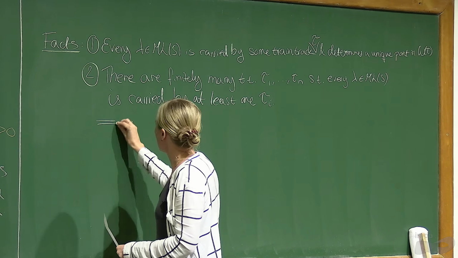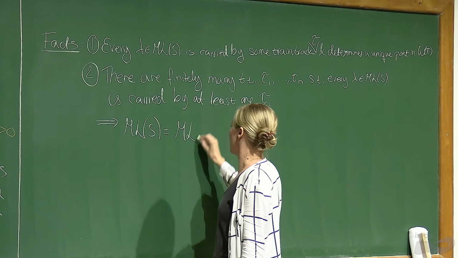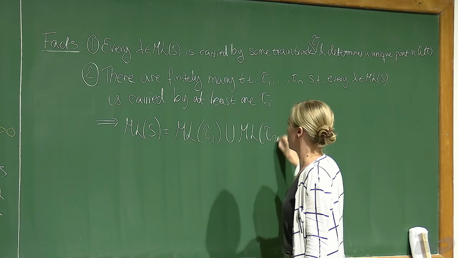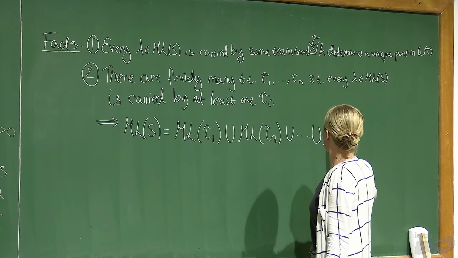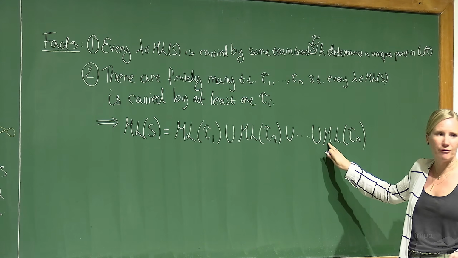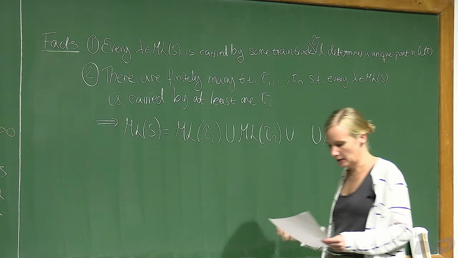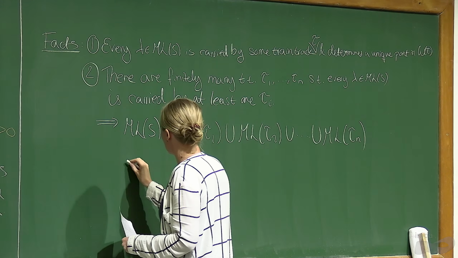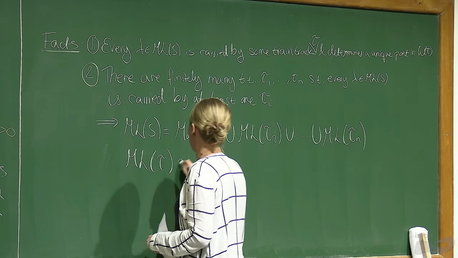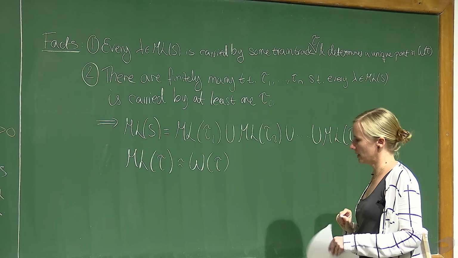But from this, it follows that we can write ML of S as those measure laminations carried by tau 1, those measure laminations carried by tau 2, those measure laminations carried by tau n. So it's a union of these, and each one of these can be identified with the solution set to the corresponding train track. We know that ML of tau, we can identify it with the corresponding solutions to the switch equations.